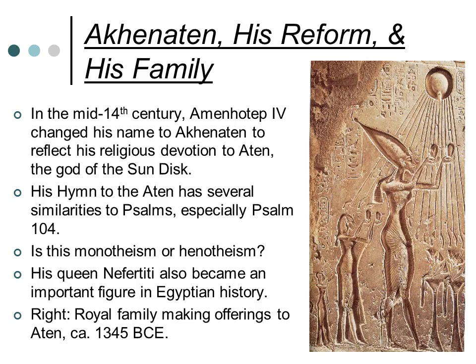One of the most important aspects of ancient Egyptian religion in terms of its influence on Old Testament literature is the activity of the pharaoh named Amenhotep IV. In the mid-14th century, he changed his name to Akhenaten to reflect his devotion to a deity named Aten, the god of the sun disk.